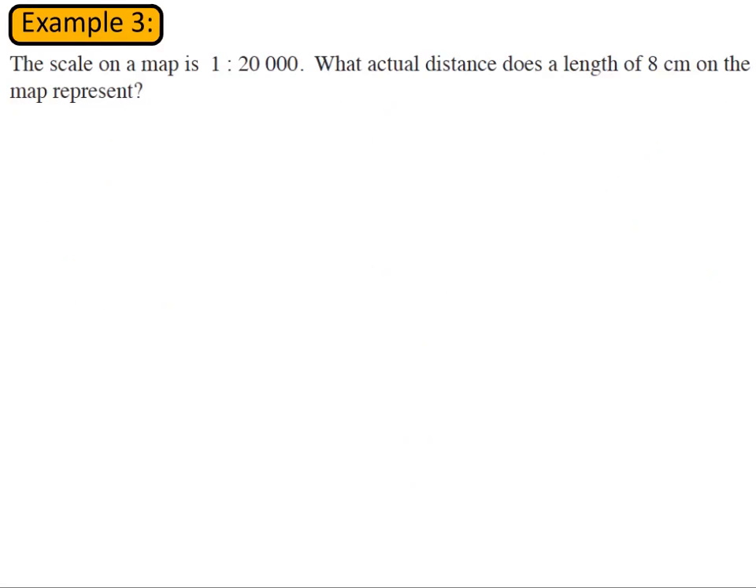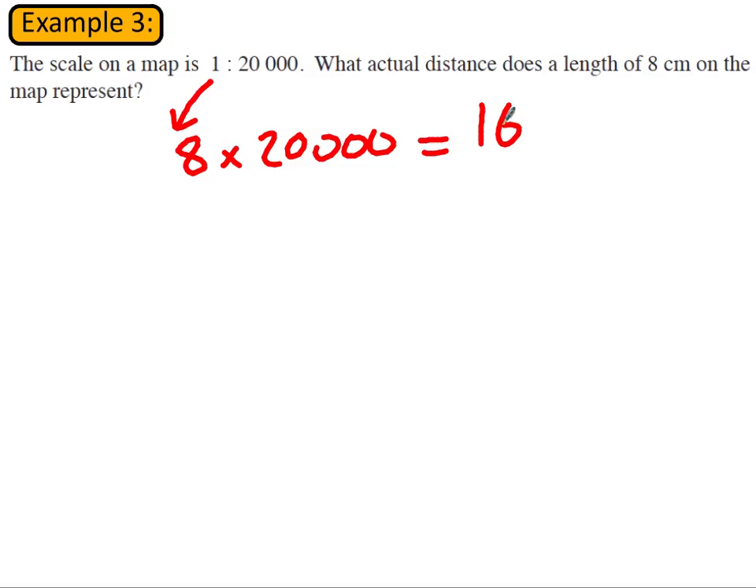Now, a harder question. We've got a map scale. Map scales are always written in the form 1 to n or n to 1. This one's 1 to 20,000. So what actual distance does a length of 8 centimetres on the map represent? Well, 8 centimetres on the map is the left-hand side. So if we want to work out what that is in real life, we'll need to do 8 multiplied by 20,000. So if I do that, I'm going to get 160,000. But of course, that's in centimetres.